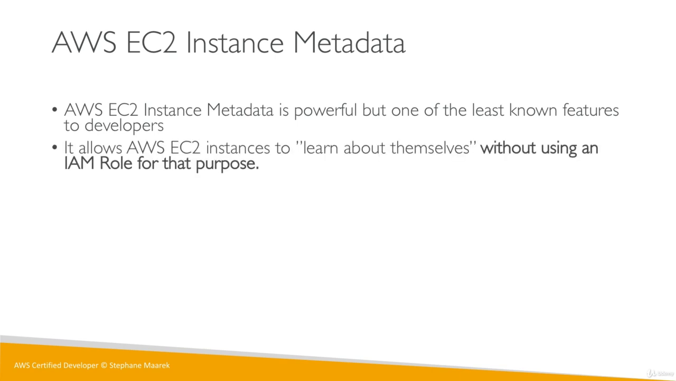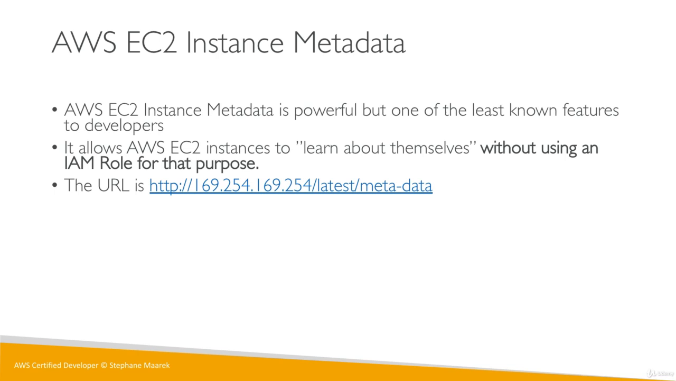It basically allows your EC2 instances to learn about themselves, so they don't have to use an IAM role for that purpose. And that kind of makes sense, right? Your EC2 instances should be able to know who they are. And the URL for it, and this is something you should remember, is 169.254.169.254/latest/meta-data. And this is very, very important.